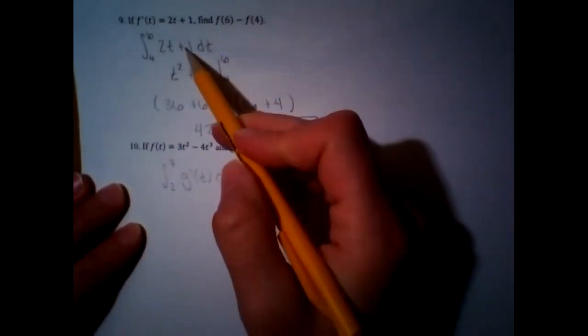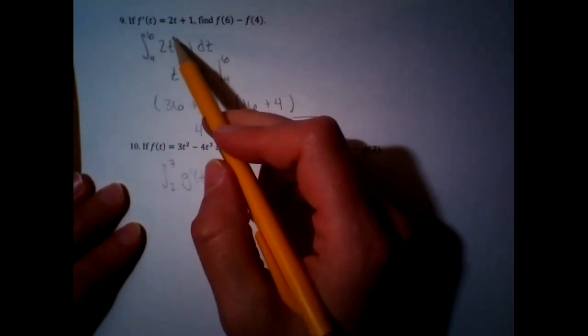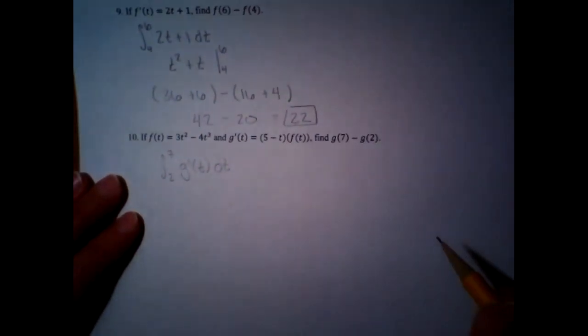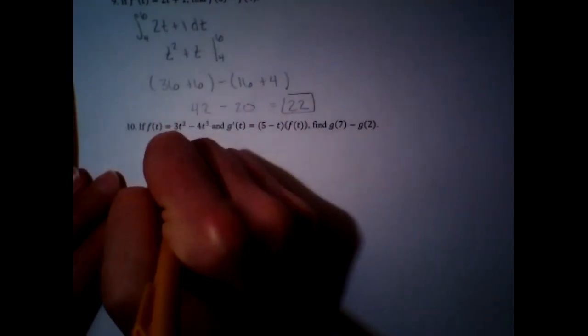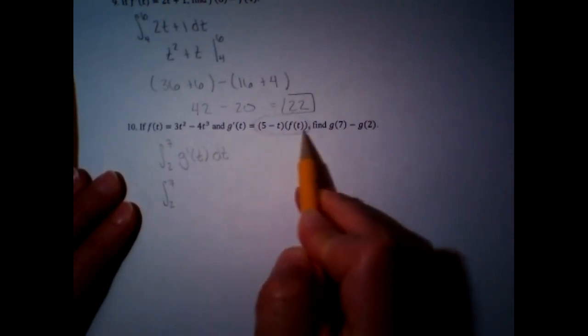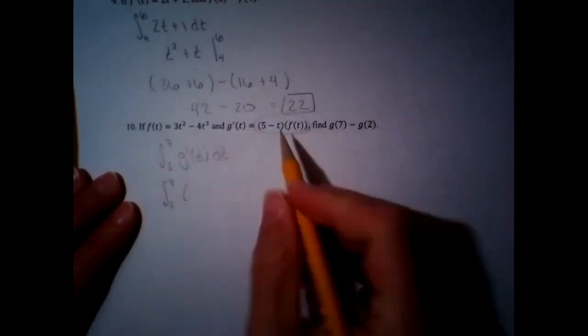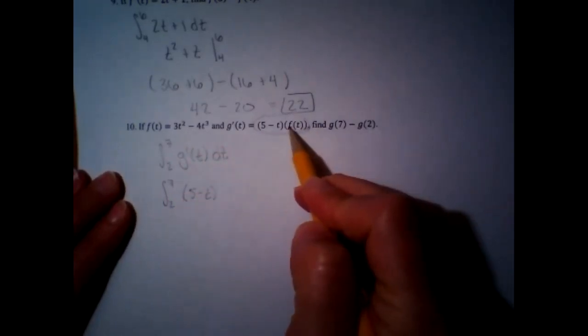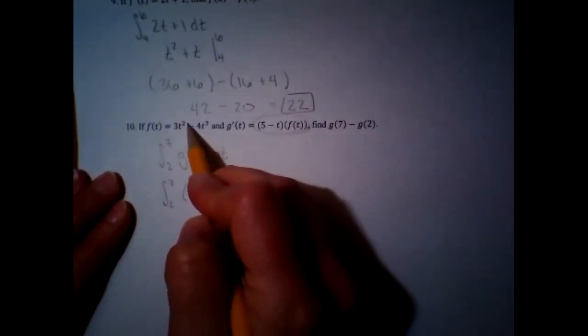It's the same thing we did up here. F prime is what goes inside the integral, your derivative. All right, so this would be integral from 2 to 7, and then here's g prime. It's this thing right here. So it's going to be 5 minus t, and then times f of t, which is this thing.